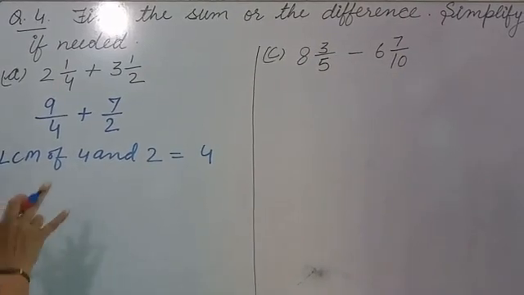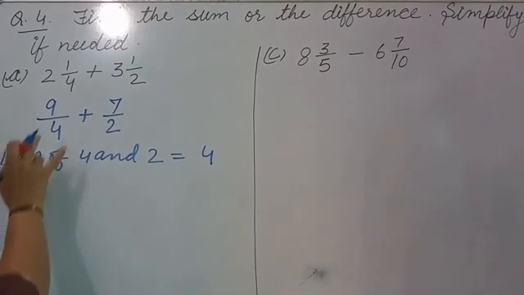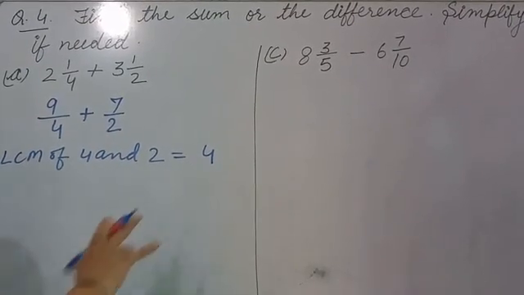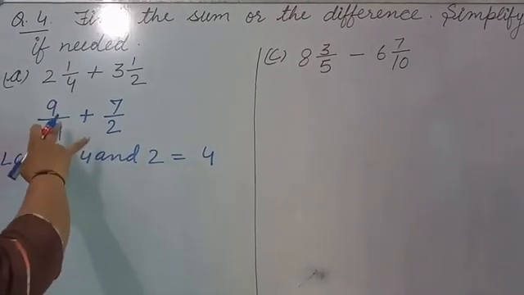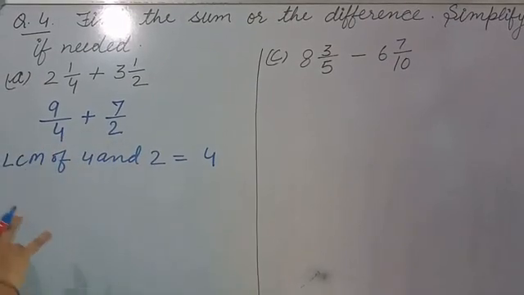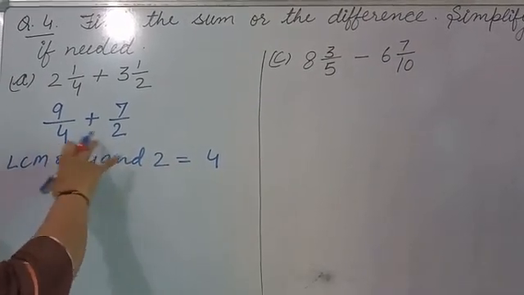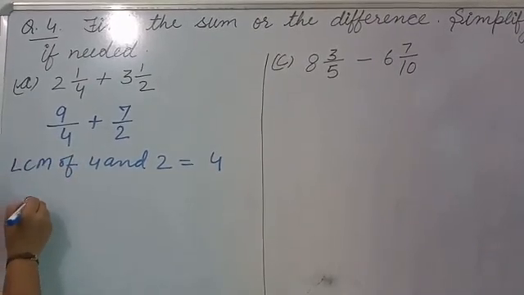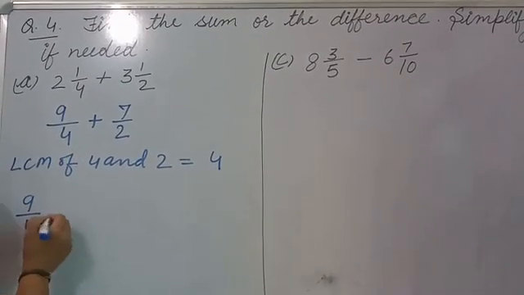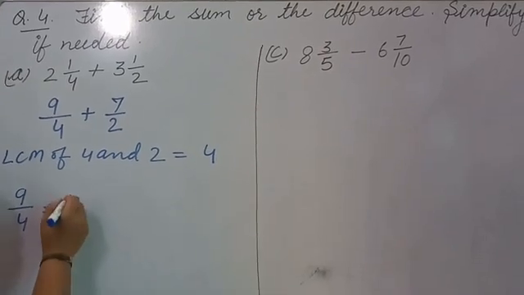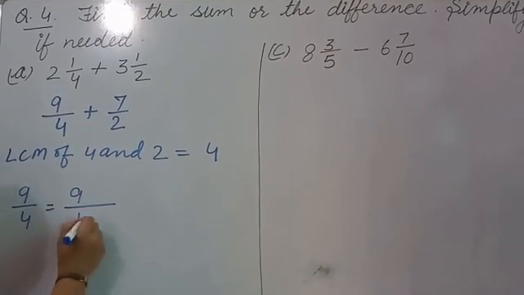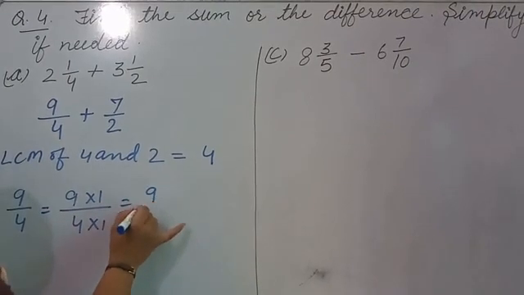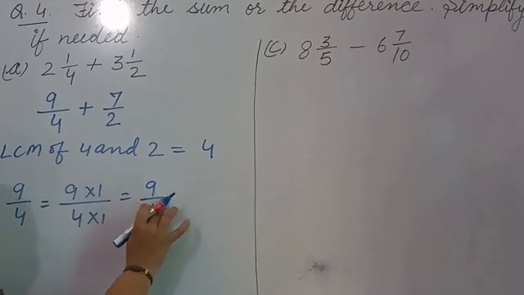Now what we do? After that, next step is making them equal to the denominator. Sorry, LCM is 4. So make the denominator 4. So firstly we take 9 upon 4. Here is already 4 your denominator. So we should multiply by only 1. Okay. Now 9 ones are 9 upon 4.